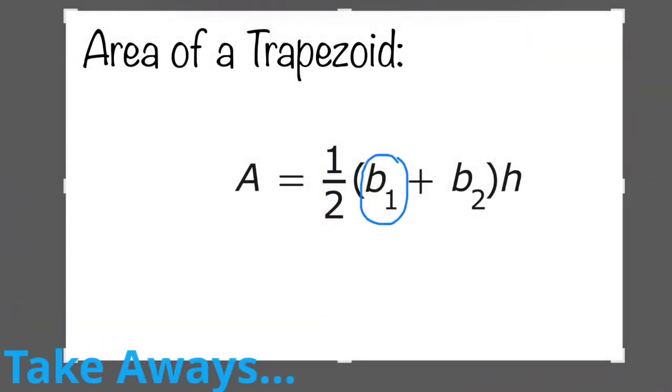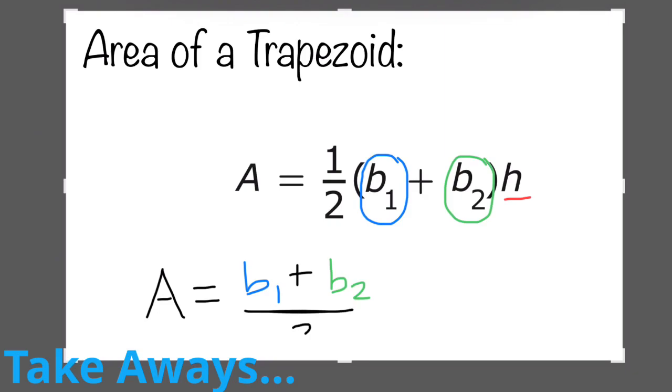So let's remember, here's our takeaway for the day. Area equals 1/2 of B1 plus B2 times height. Find the average of the bases and multiply it by the height. Identifying different colors will help you make sure you get the right measurements. Also, another way to look at it is that area is B1 plus B2 divided by 2 times the height. The math is the same. Average times height.